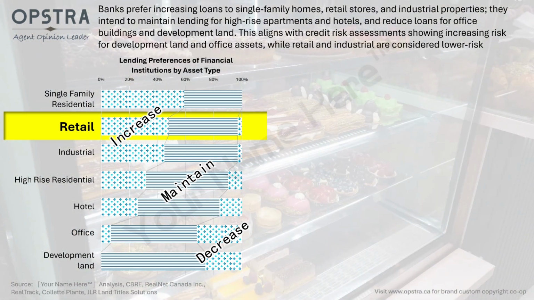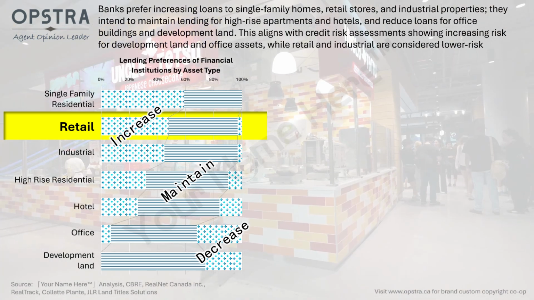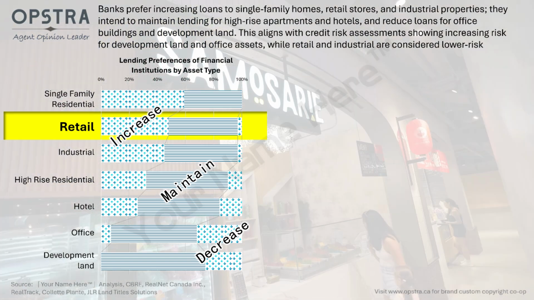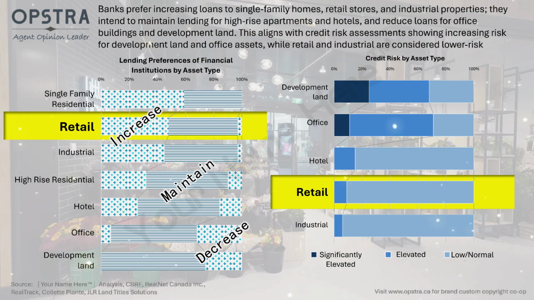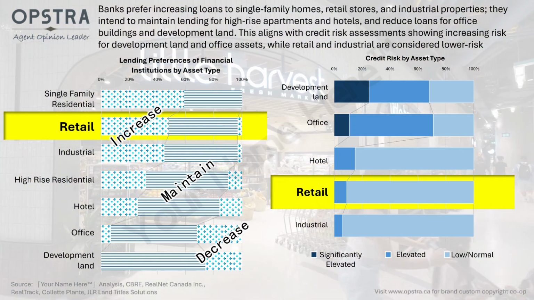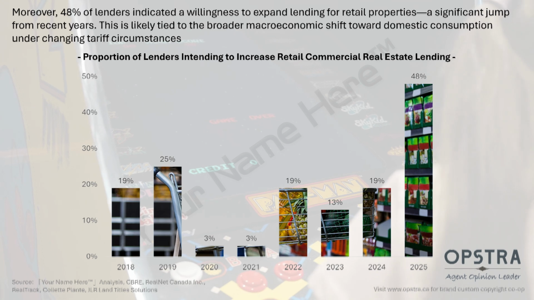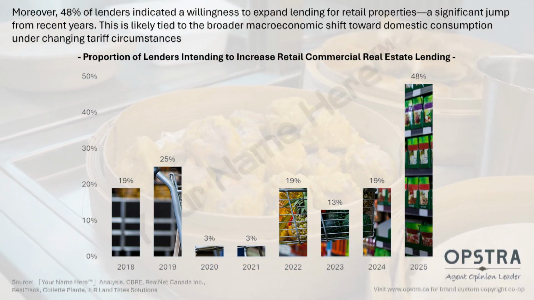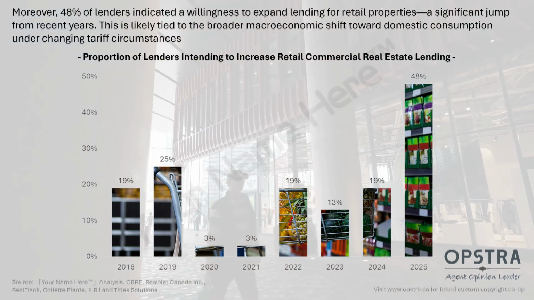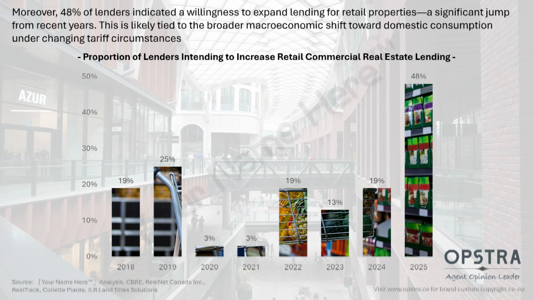CBRE's latest survey shows banks prefer increasing loans to single-family homes, retail stores, and industrial properties. They intend to maintain lending for high-rise apartments and hotels and reduce loans for office buildings and development land. This aligns with credit risk assessments showing increasing risk for development land and office assets, while retail and industrial are considered lower risk. Moreover, 48% of lenders indicated a willingness to expand lending for retail properties, a significant jump from recent years. This is likely tied to the broader macroeconomic shift toward domestic consumption under changing tariff circumstances.